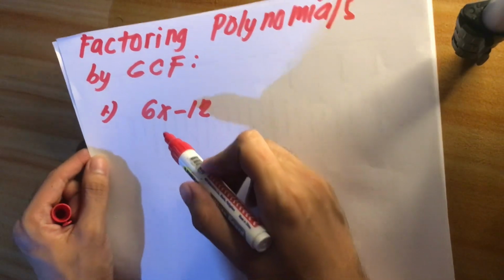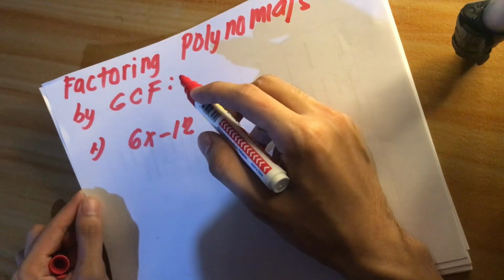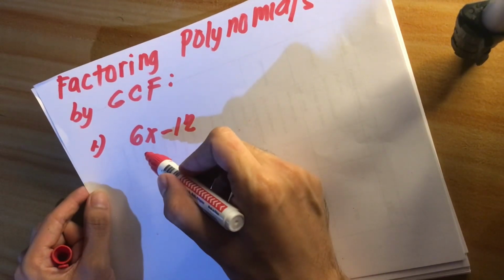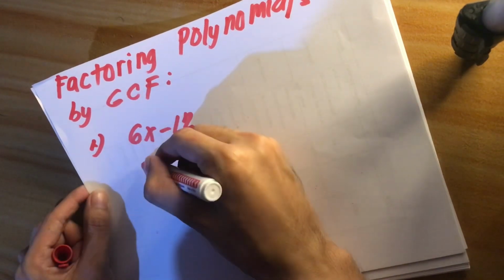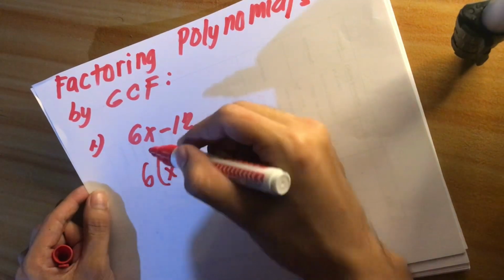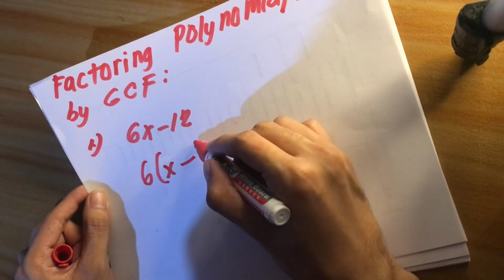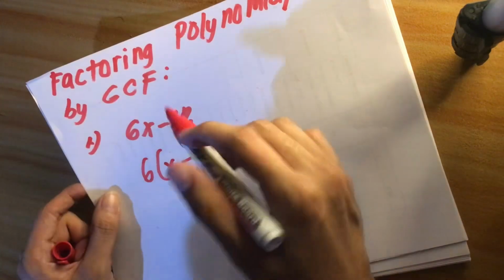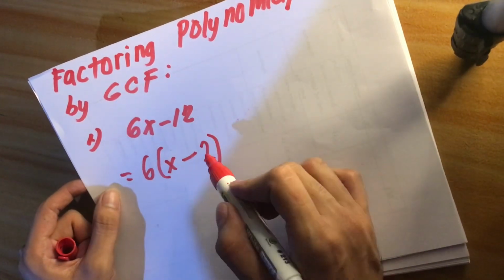So kung meron tayong example number 1 na 6x minus 12 and we're going to factor this one. So by the use of GCF, these two terms have a common GCF which is 6. Tama? So, kung ipa-factor natin to, we have 6 times x, that is 6x. Negative 12 divided by 6, that is negative 2. So, kapag pinactor natin yung 6x minus 12, that is equal to 6 times x minus 2.